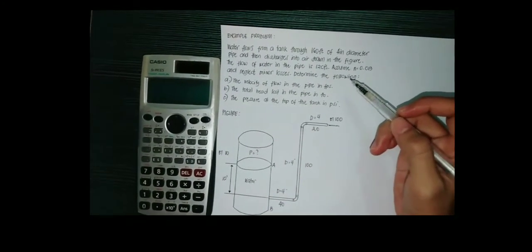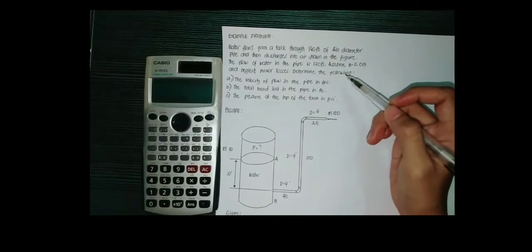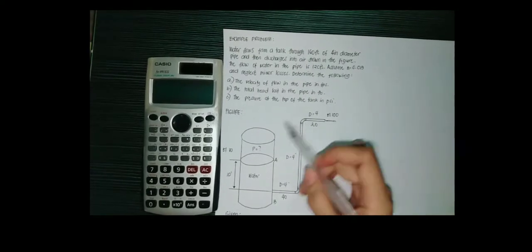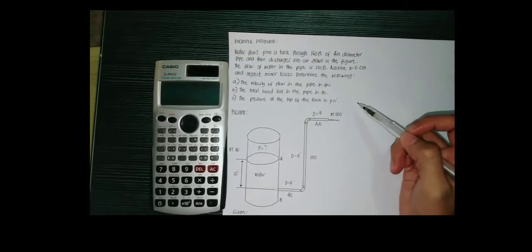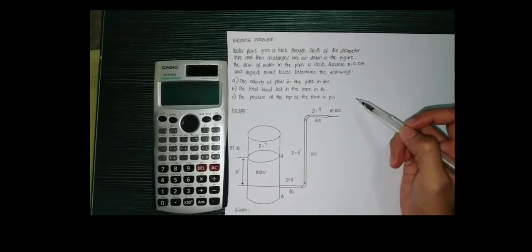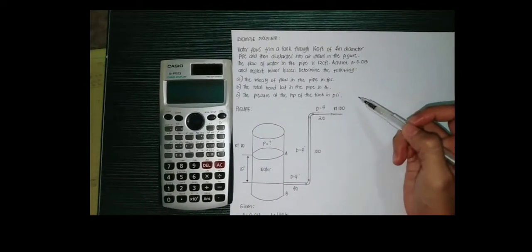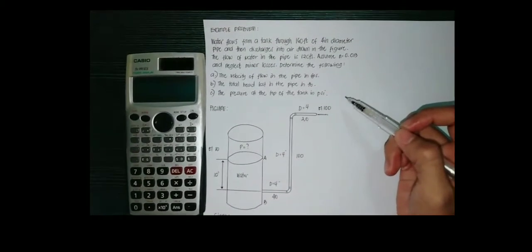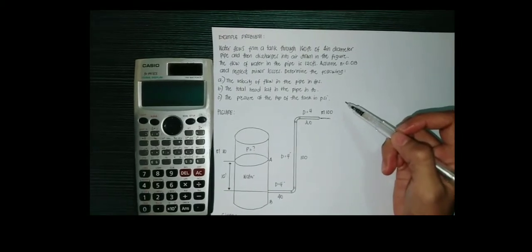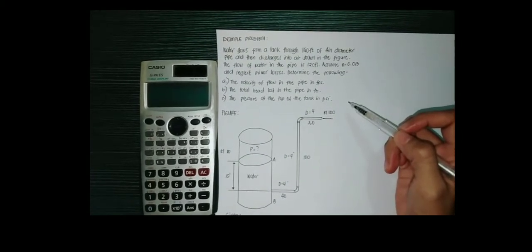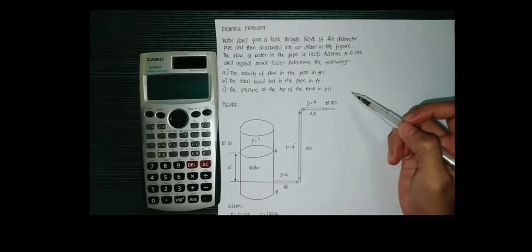The water flows from a tank through 160 feet of 4 inches diameter pipe and then is discharged into air, as shown in the figure. The flow of water in the pipe is 12 CFS, and N is assumed to be 0.013. Neglect minor losses. Determine the following. A, the velocity of flow in the pipe in feet per second. B, the total head loss in the pipe in feet. And lastly, the pressure at the top of the tank in PSI.